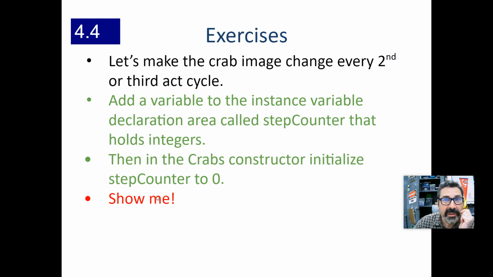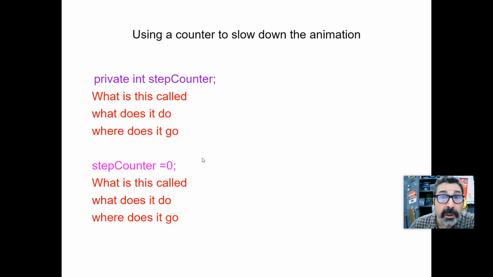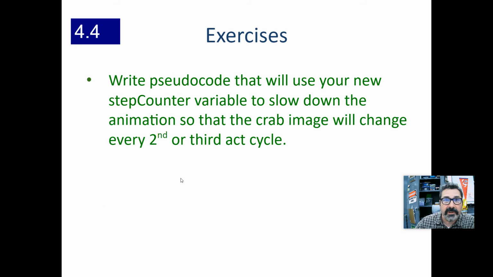And why don't you show me this to see if you got it right, since I'm not actually typing the answer out. Okay, now what is this called? What does it do? Where does it go? Okay, answer those questions. Next step. In your notes, write pseudocode that will use your new stepCounter variable to slow down the animation so that the crab image will change every second or third.